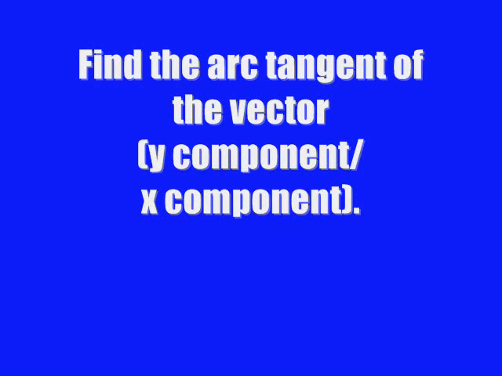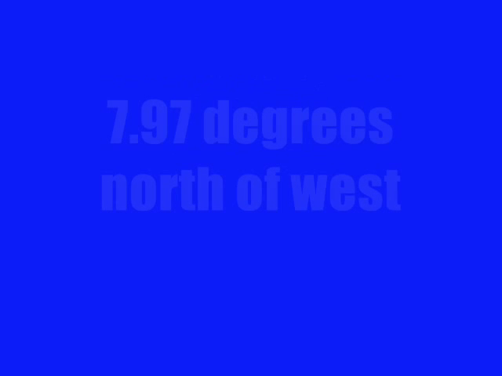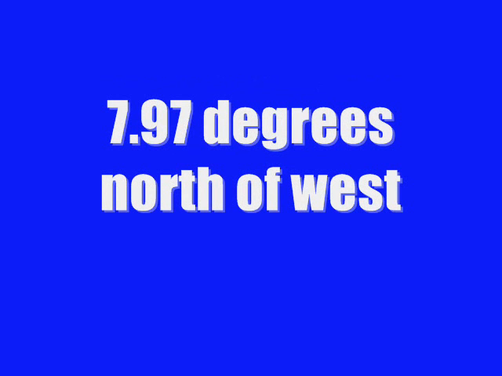To find the direction of the resultant vector, you find the arctangent of the y component over the x component. So here you take the arctangent of 70 over 500, which gives you 7.97 degrees north of west.